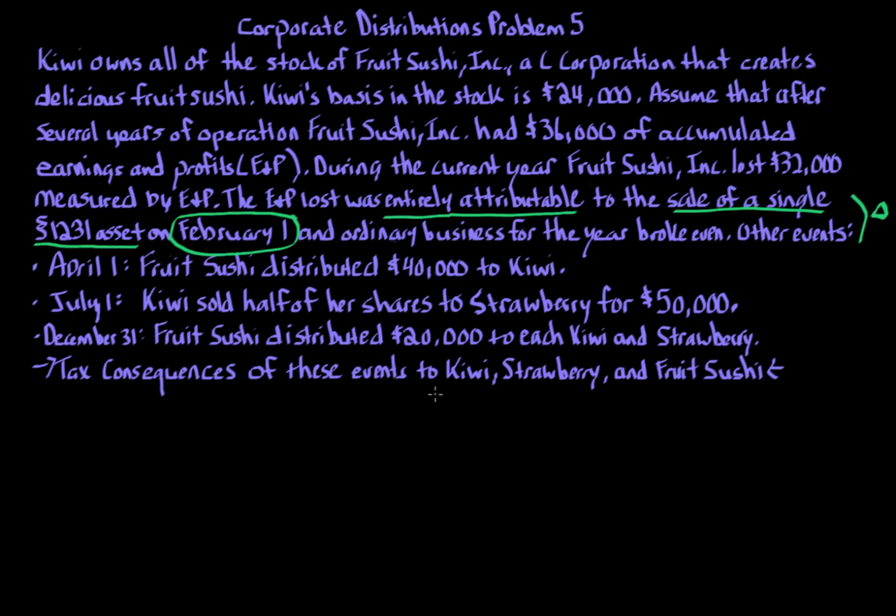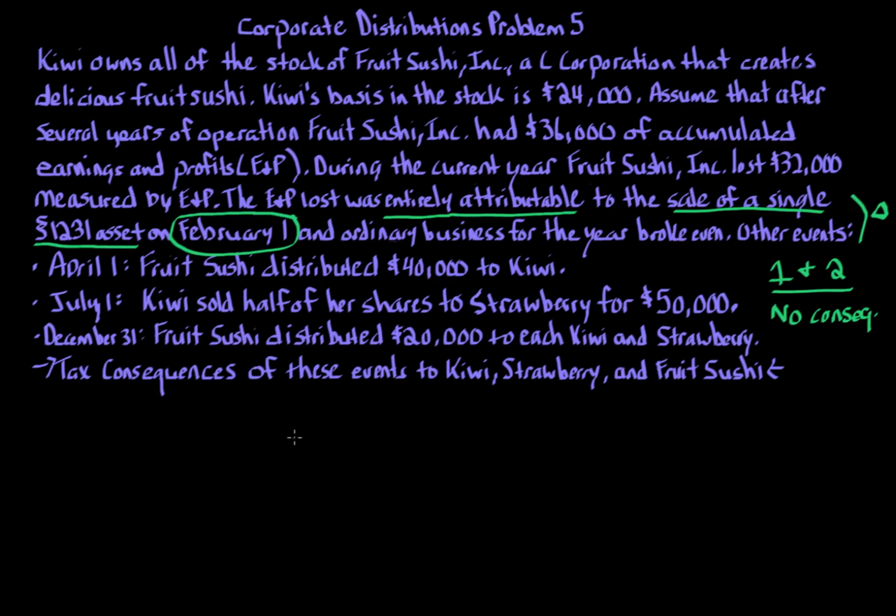So let's go ahead and do our analysis again. Because we have cash distributions, step 1 and step 2, there are no consequences. We have no tax consequences. So we can go right to step 3 and look at the tax consequences with respect to the shareholders, Strawberry and Kiwi.